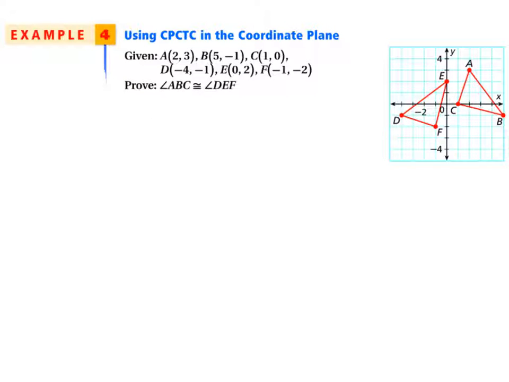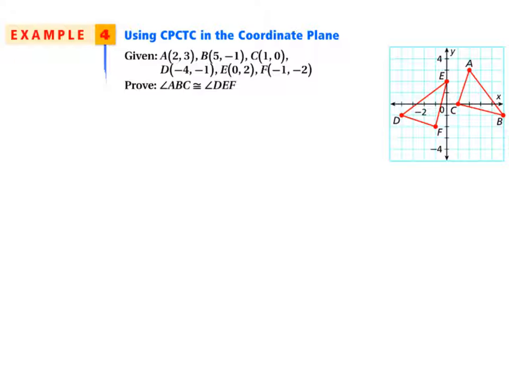Our last example, using CPCTC in a coordinate plane. Now, I'm not going to actually do a proof on this one because we're actually going to do math with it. So I'm not going to do a 2-column proof. But I still have to use words to prove what I'm doing. So in this problem, we're given 6 points. Now, they're already graphed for you. You want to prove that these triangles are congruent. You could prove angles, but there's no way to really prove angles congruent in a coordinate plane. But we can prove the sides congruent.